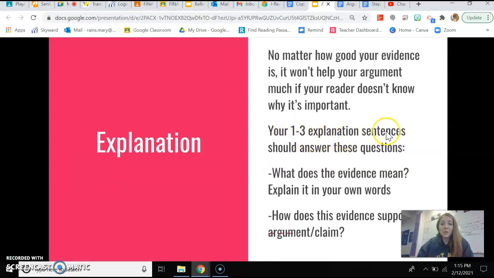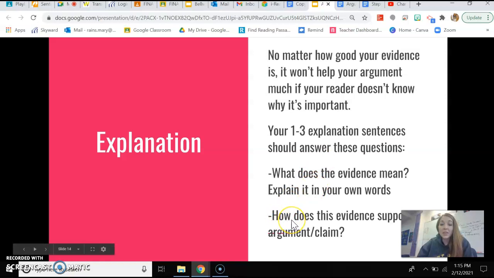Your 1 to 3 explanation sentences should answer these questions. There's two things that we've always talked about that you guys have to do for your explain part in RACE. It's the same thing here. The first thing is, what does the evidence mean? Why is that evidence significant? Basically put the quote in your own words and add your spin to it.